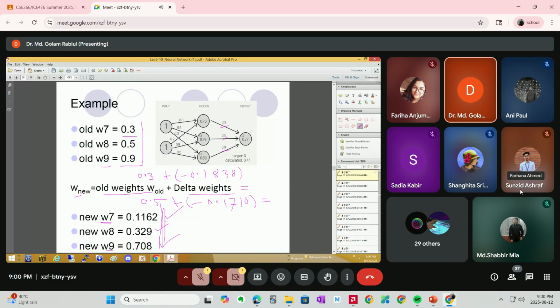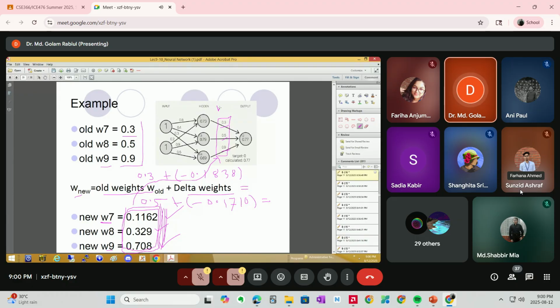So these are the new weights. That means in our next iteration, forward propagation, we will not utilize those old values. We will use these values in our next iteration. So these are the updated weights. Instead of these, we will utilize these values in our next iteration. So this is how we can update the weights of the hidden to output layer.